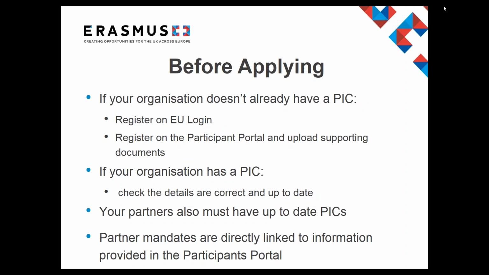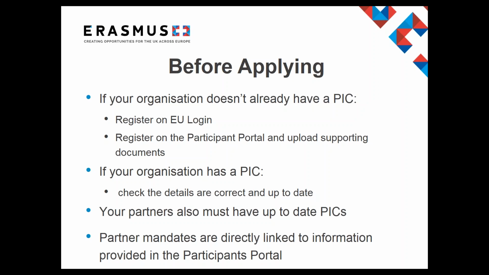Before completing your application, you will need to have a participant identification code, PIC. All your partners participating in the project will also need to have a PIC. If your organization does not have a PIC number, please register in the participant portal to obtain a PIC number and then apply for the Call 2019.